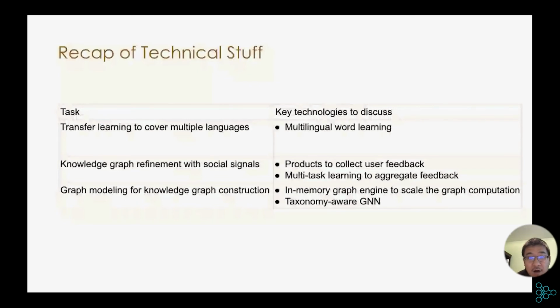And we also discussed how we can use the product to collect user feedback, and how we design multiple products to mitigate the user gaming and the manipulation. How do we use the multitask machine learning framework to aggregate the feedback from multiple products to further mitigate the gaming. And we discussed how to use the state-of-the-art graph neural network to construct the edges between member and the skill, or between two skills. So this is the recap of the 3 technical stuff.